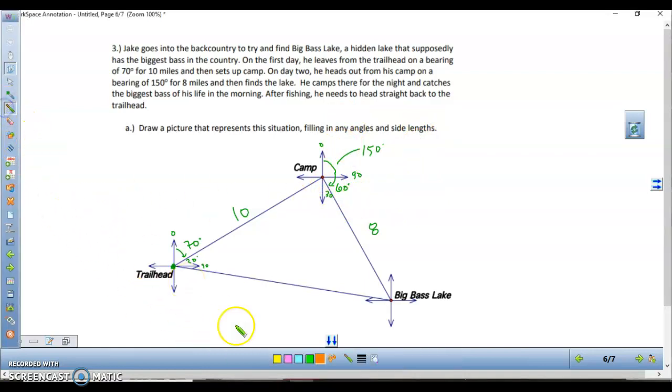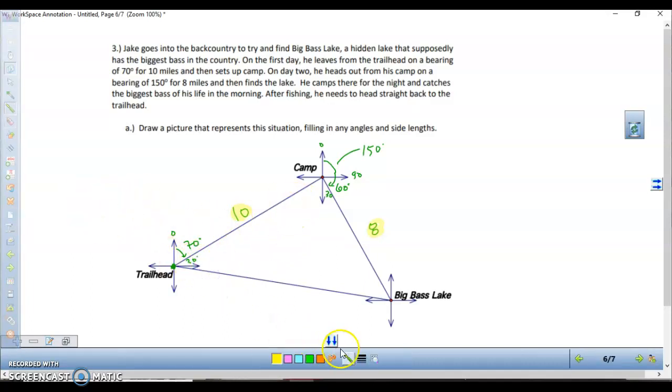I've got so far that this side length is 10. I know this side length is 8. That's all that was given to me. All right. In terms of angles, I know that this angle was 70. This little piece was 20 here.